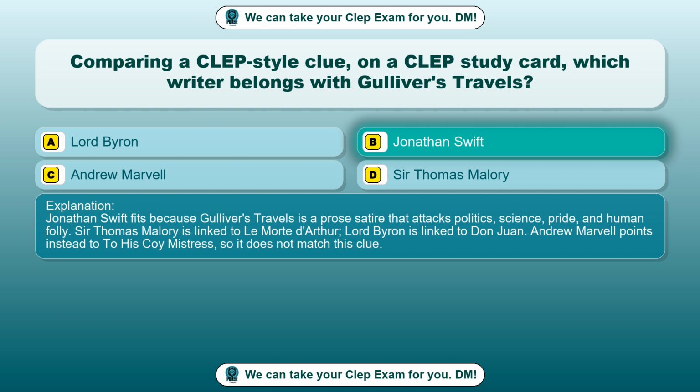Jonathan Swift fits because Gulliver's Travels is a prose satire that attacks politics, science, pride, and human folly. Sir Thomas Malory is linked to Le Morte d'Arthur, Lord Byron is linked to Don Juan. Andrew Marvell points instead to his Coy Mistress, so it does not match this clue.